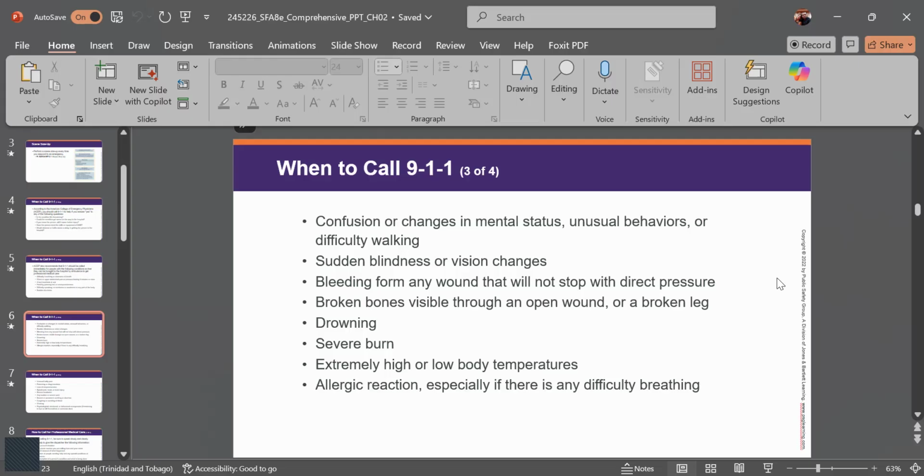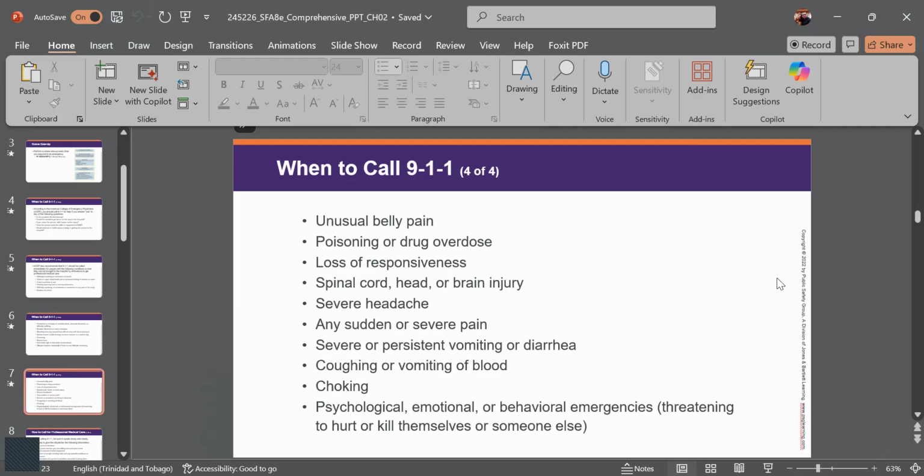Any situation with broken bones visible through an open wound or a broken leg, drowning or suspected drowning, severe burns, changes in temperature, extremely high or low body temperature, any allergic reaction. We have a host of them again. Unusual belly pain, poisoning or drug overdose, loss of consciousness, any sort of spinal cord, head or brain injury, a severe headache, any sudden or severe pain. These things are not normal. Severe or persistent vomiting or diarrhea, coughing or vomiting of blood, choking, psychological, emotional, or behavioral emergencies. All these are situations where it is recommended that you call for the ambulance, you call for help.